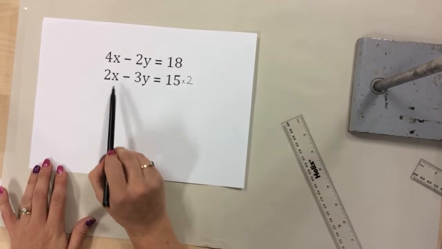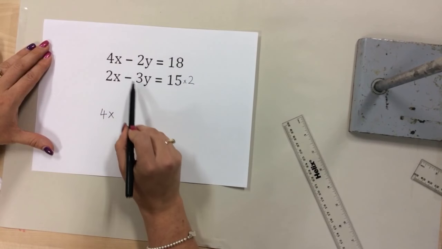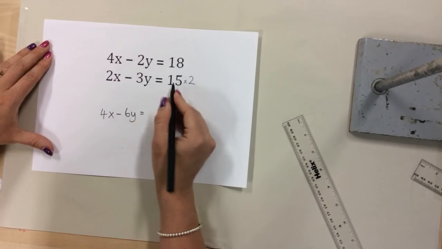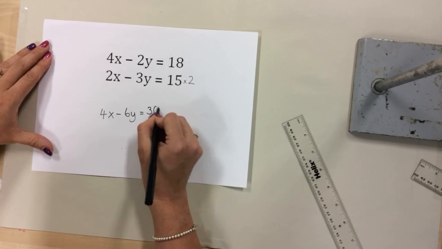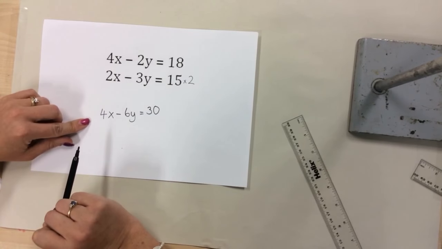So 4x multiplied by 2 is going to be 4x. Minus 3y multiplied by 2 is going to be minus 6y. And 15 multiplied by 2 is going to be 30. I'm then going to think about how I can eliminate these.